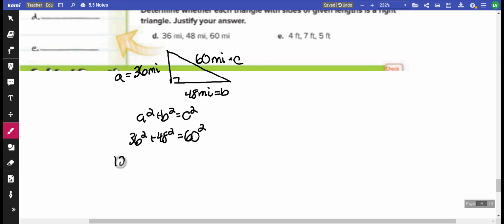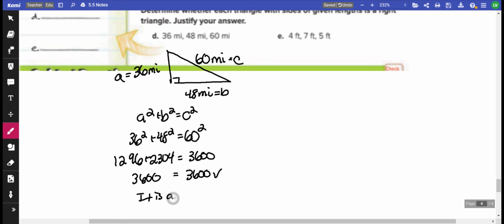36 squared is 1,296. 48 squared is 2,304. When I add those 2 together, that gives me 3,600. 60 squared is 3,600. Check yes, so it is a right triangle because they equal each other.